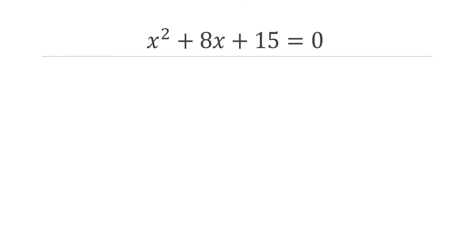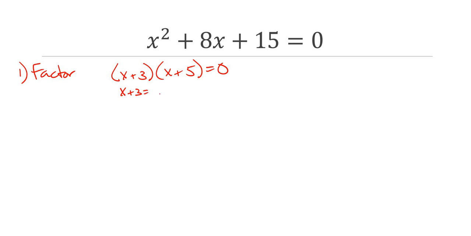All right, I want to take this quadratic and solve it all of the ways that we have learned so far. So the first way is to factor. So the factors of 15 that add up to 8, x plus 3, x plus 5, set each factor equal to 0. We did this back in the last chapter. So x is negative 3 and negative 5. Those are my 2 solutions.